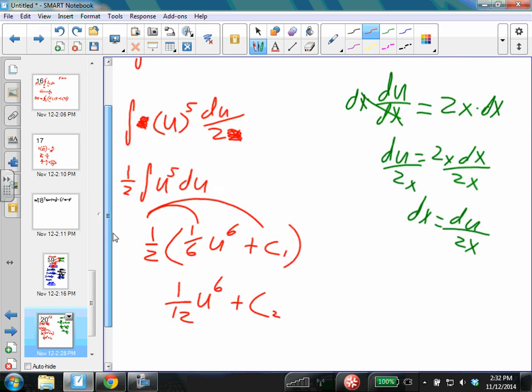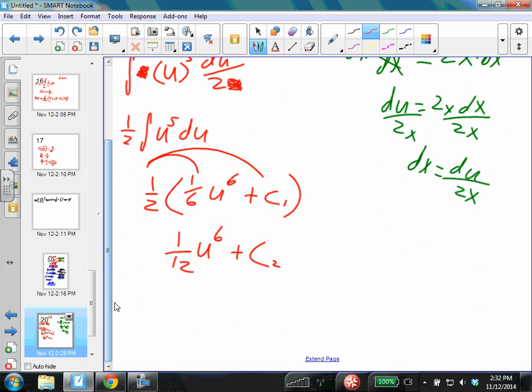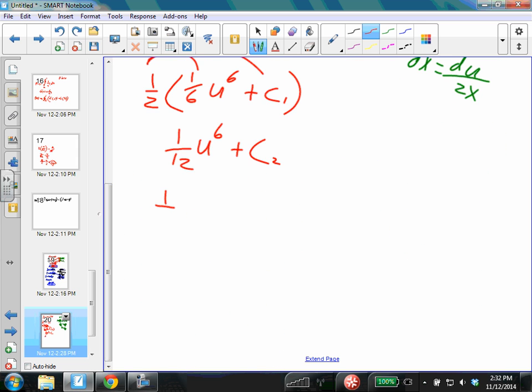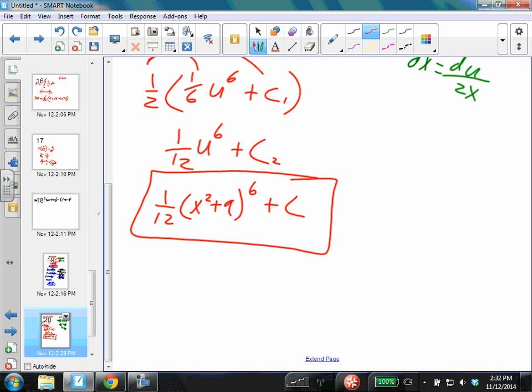And now we need to plug in for u. U was x squared plus 9. So this is 1/12 times x squared plus 9 to the 6th power plus c. That's what they started with.